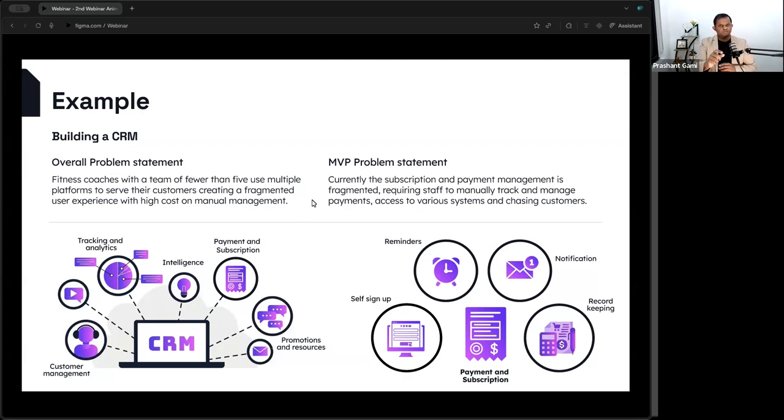So once you do that, the next version might build on top of that the customer management. The next module might come which will get promotion and resources. The next module might bring operations and actual classes and things like that, or scheduling. So build iteratively, and that way you can sell in multiple iterations.